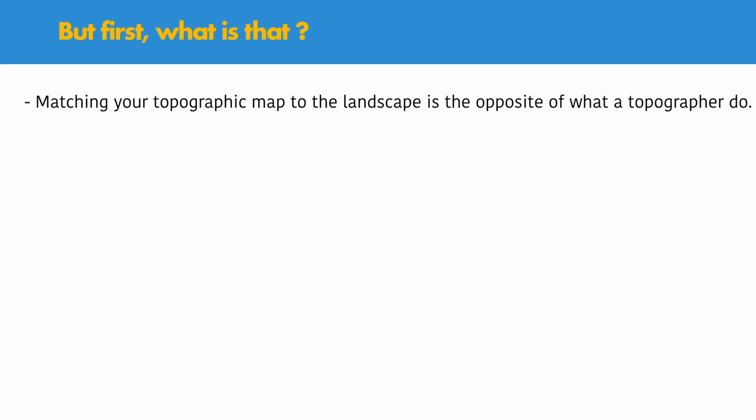If you don't know what matching your topographic map to the landscape means, let me explain it for you. Matching your topographic map to the landscape is the opposite of what a topographer does, which is taking a three-dimensional world and thinking how he can turn it into a 2D world. So your job, and what you will learn in this video, is to see a 2D world and imagine how it can be in a 3D world, or the real world.